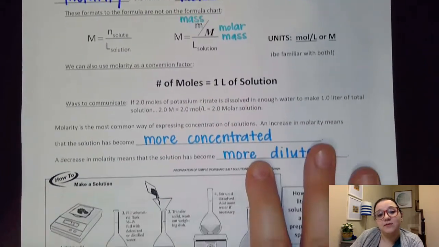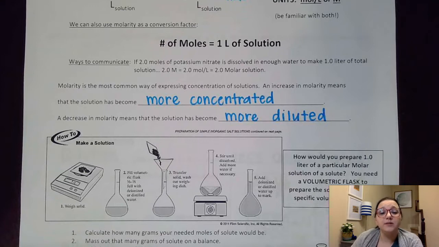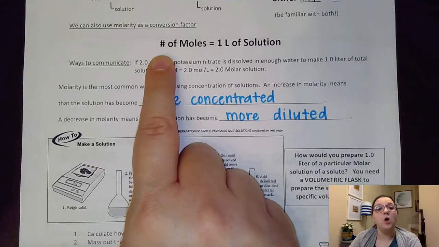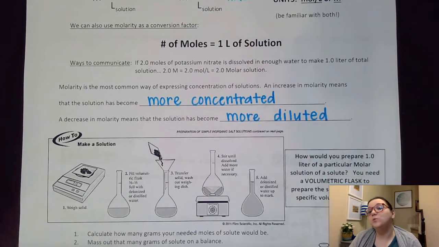Now, if they give us a molarity, we could use that molarity as a conversion factor. For example, let's say they told us that our molarity was a 2.0 molarity solution. What that would mean is that I had 2.0 moles for every 1 liter of solution, which would be very helpful if I was trying to, say, do a stoichiometry problem. So we'll see how to utilize that in our next video.